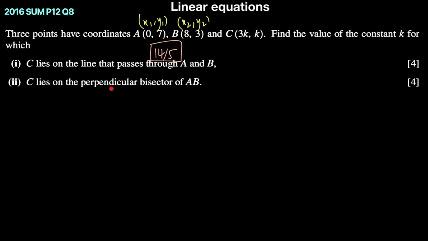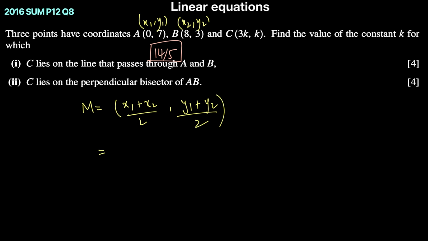Now for the next part, they've told us that C lies on the perpendicular bisector of AB. So we know that C lies on a line that's perpendicular to AB, and it passes through the midpoint of AB. In other words, it divides this line segment AB in half. So first what we're going to do is find the midpoint of the line. The midpoint of the line segment AB is equal to (x1 plus x2 over 2, y1 plus y2 over 2).